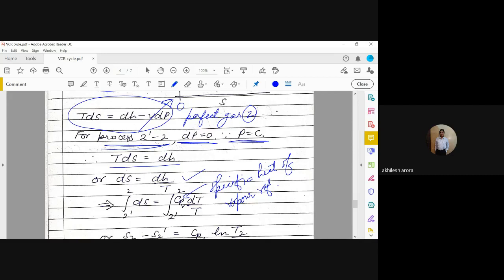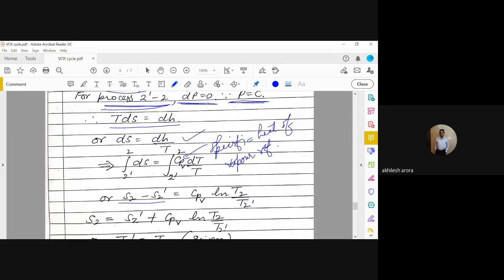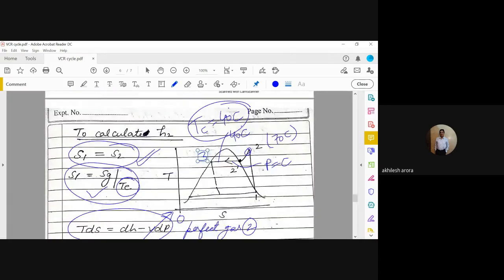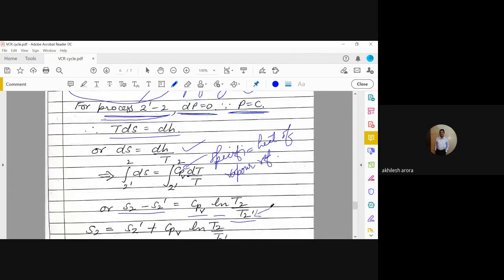This value will be given to us in the numerical problem. So when we integrate this equation, we get S2 minus S2 dash is equal to CPV log of T2 by T2 dash. Now you just see this diagram once again. What is T2 dash? T2 dash is nothing but equal to Tc. Tc is the condenser temperature, and this would be given to us in the numerical problem. This is also given to us, the specific heat of the refrigerant vapor.